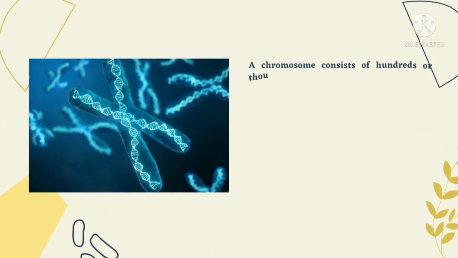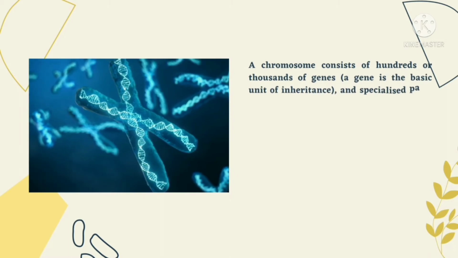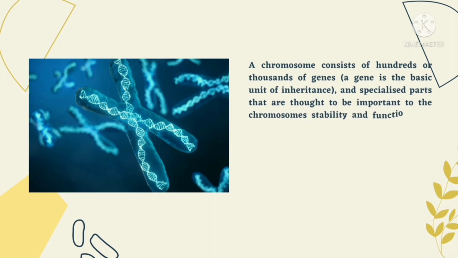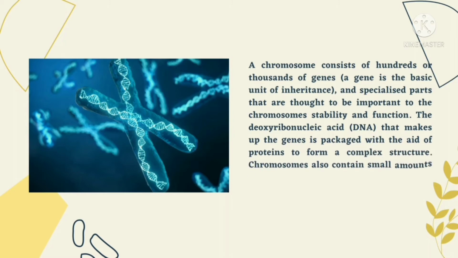A chromosome consists of hundreds or thousands of genes. A gene is the basic unit of inheritance, and specialized parts that are thought to be important to the chromosome's stability and function. The deoxyribonucleic acid, DNA, that makes up the genes is packaged with the aid of proteins to form a complex structure. Chromosomes also contain small amounts of ribonucleic acid, RNA.